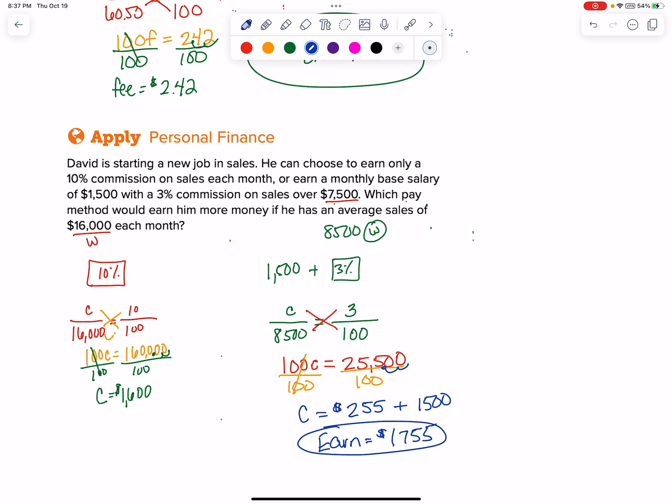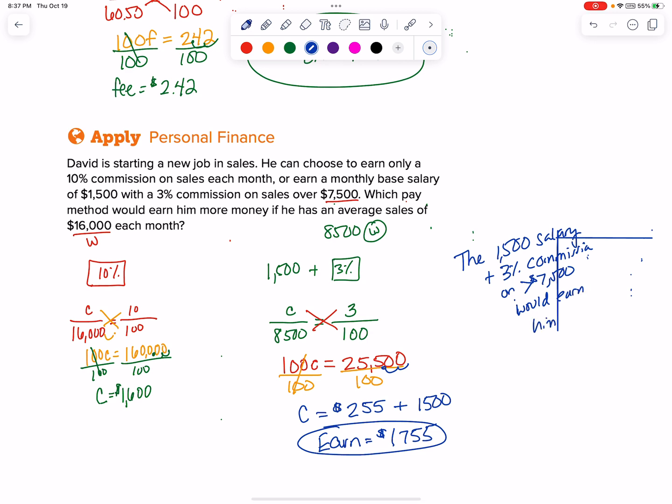So which pay method would earn him more? The $1,500 salary, wow, with lots of lines, plus 3% commission on greater than 7,500 would earn him the most. Okay, and there's my official answer.